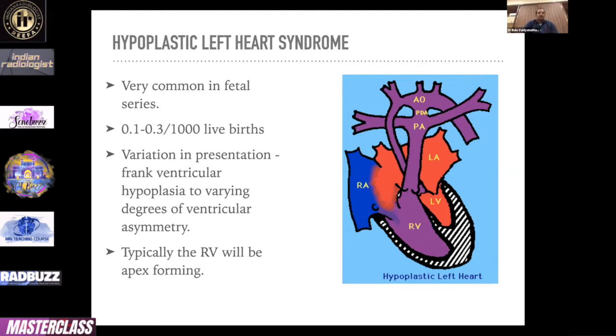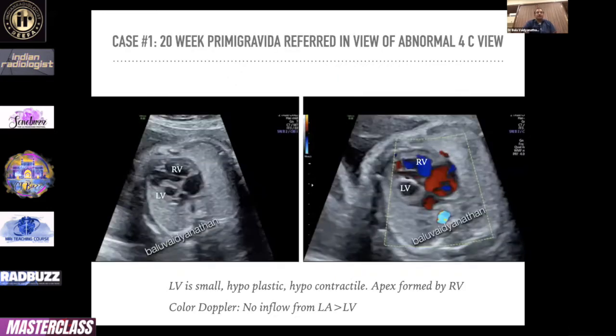Now, this is the critical point: the differentiation between a frank ventricular hypoplasia and varying degrees of ventricular asymmetry. We will be discussing this in some detail. The key feature in hypoplastic left heart syndrome is that the apex of the heart will be formed by the right ventricle. So let us see some images.